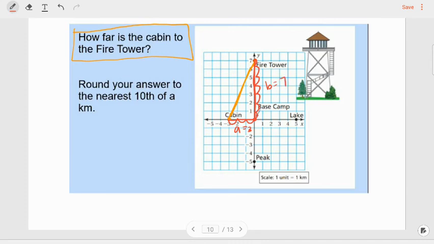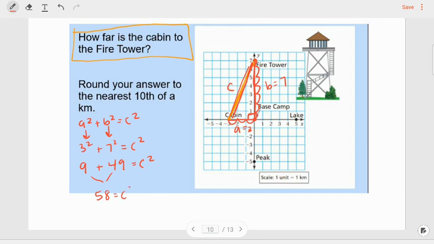If I want to find the distance of the diagonal, I'm going to use my Pythagorean theorem, because this is a right angle. So A squared plus B squared equals C squared. A squared is 3 squared, B squared is 7 squared, and C squared, I don't know what the length of this diagonal is, so we leave it as C. 3 times 3 is 9, 7 times 7 is 49, and C squared. Combine my terms. 9 plus 49 is 58, equals C squared.